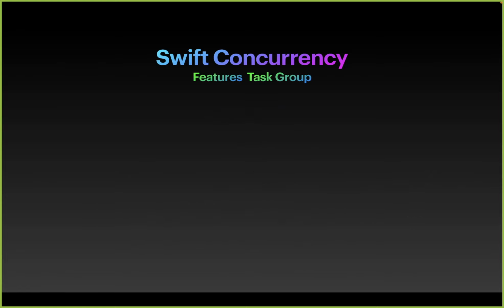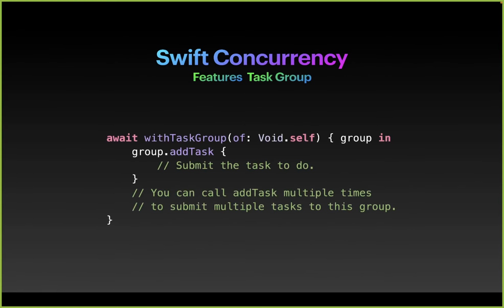Now let's take a look at the syntax, how we can actually create a task group. The syntax looks like this: it's something called with task group. After this, it has a closure where you're going to be provided a group. With the group, you can add a task to that group, kind of submit a task to that group. And of course, this one is an async function, so you have to await that.